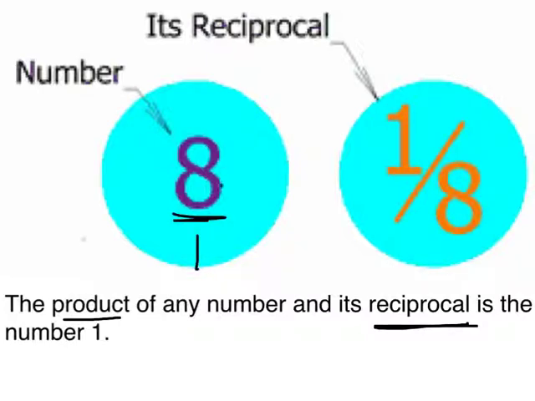So if I say 8 times 1, I get 8. And 1 times 8 is 8. And 8 over 8 is equal to 1.